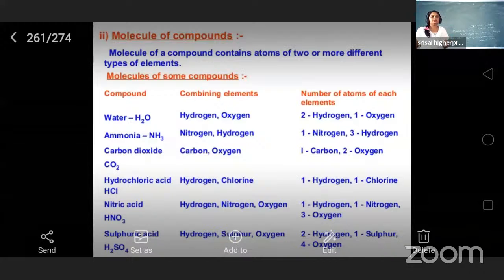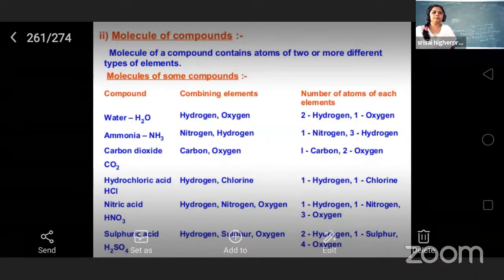And nitric acid. What is the nitric acid formula? HNO3. So H is hydrogen, which is different. Next, nitrogen is different, oxygen is different. Here you can find 3 elements, right? H is different, N is different, O is different. Hydrogen, nitrogen, oxygen. Here 1 hydrogen atom is there, 1 nitrogen atom is there, and 3 atoms are there in the oxygen.